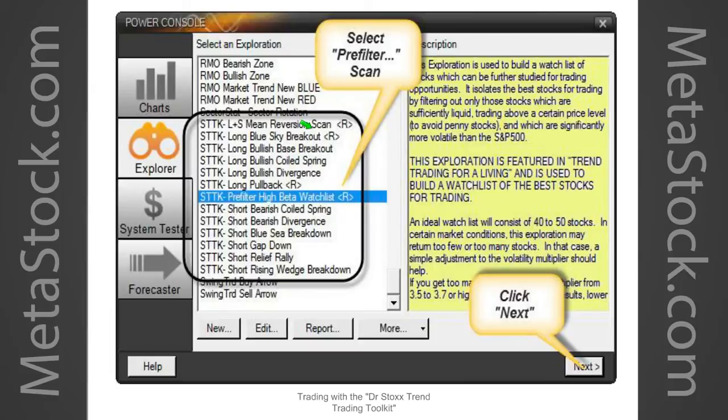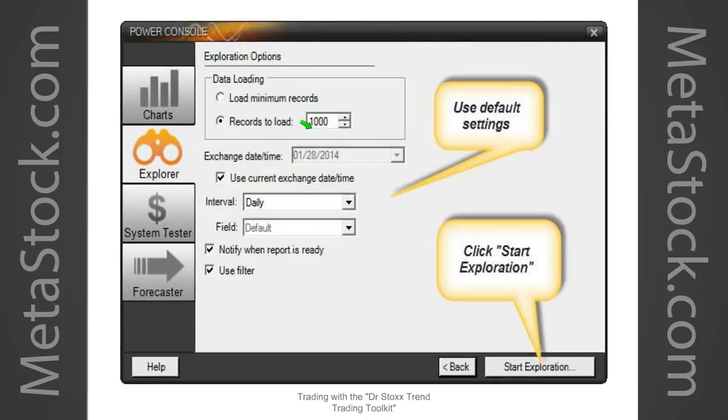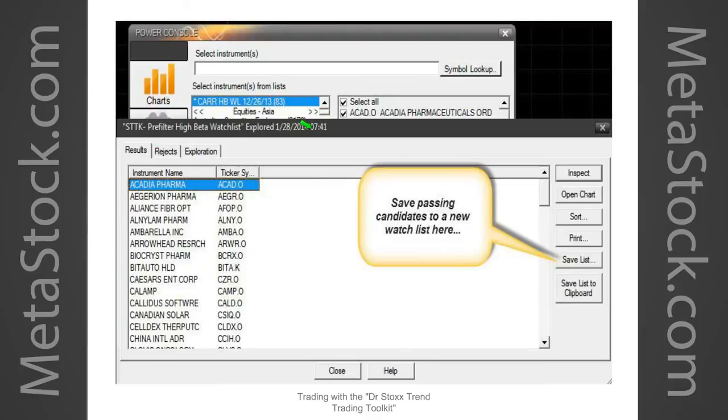So we're going to run this pre-filter scan. Just highlight that, click next to get our best watch list of stocks. I like to select the U.S. optionable stocks. But you can see, you can select a whole variety of different kinds of stocks, including overseas stocks. And once you highlight all those, you click next. I just leave it at the default setting and then start the exploration.